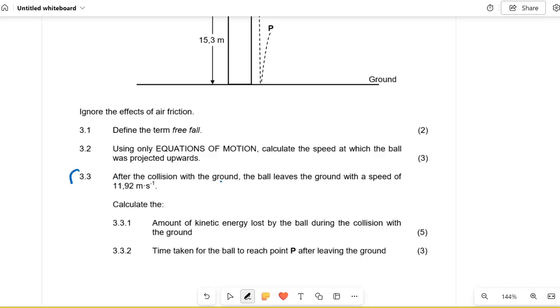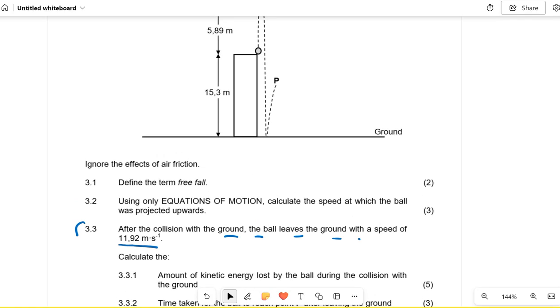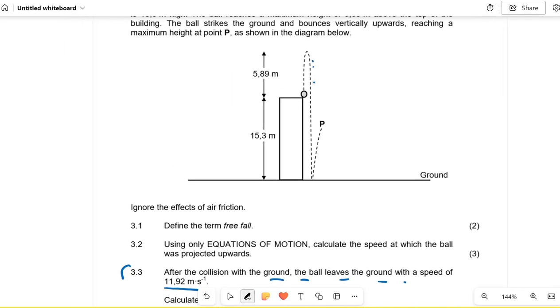After the collision with the ground, the ball leaves the ground with a speed of 11.92 meters per second after the collision with the ground. What are they saying? They're saying that the ball traveled down, and then immediately after it hit the ground, it bounced up, right? That speed, that instantaneous speed, the moment it hit the ground and went up, is 11.92 meters per second.